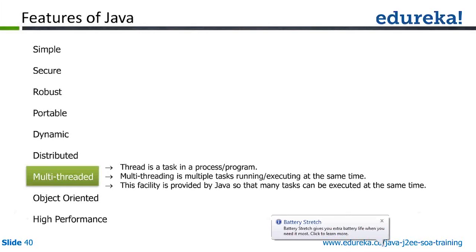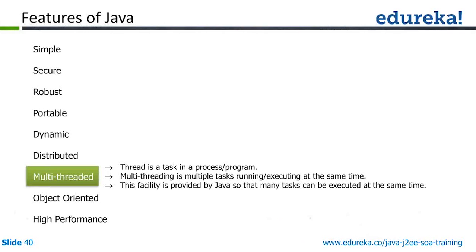Multi-threaded. A thread is a task in a process or program. Multi-threading is multiple tasks running and executing at the same time. This facility is provided by Java so that many tasks can be executed at the same time.